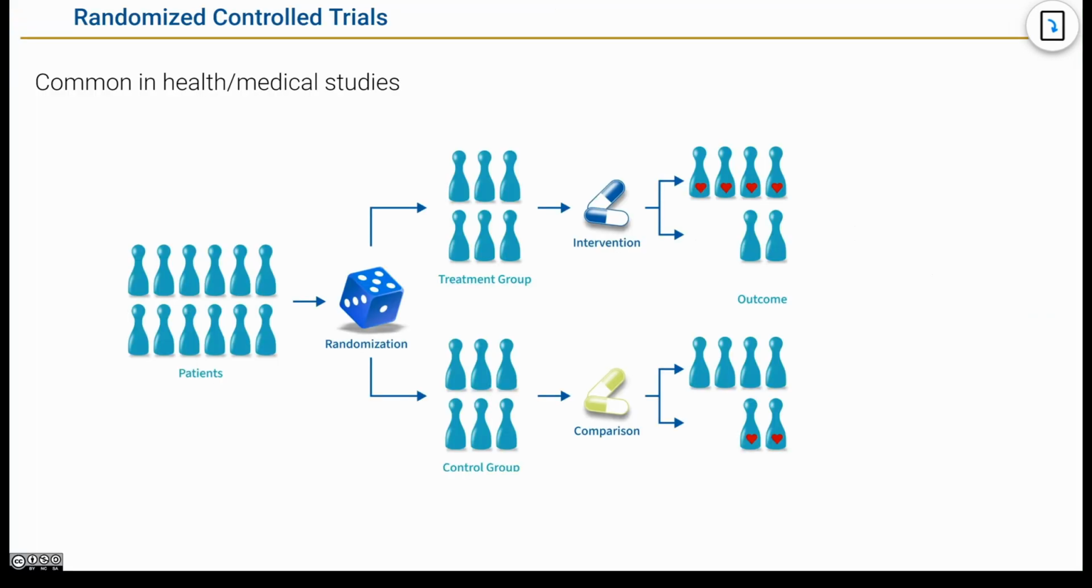So randomized controlled experiments are quite common, especially in health and medical studies, but they can actually be used anytime you are trying to assess the effectiveness of some treatment or some product, and you'd like to make causal conclusions. So in this setup, in general, you'll start with a group of patients or people who will be in this trial, and you randomly assign them to either the treatment or the control. The treatment group gets some type of intervention, the control group gets nothing, and then you compare the differences in the outcomes.